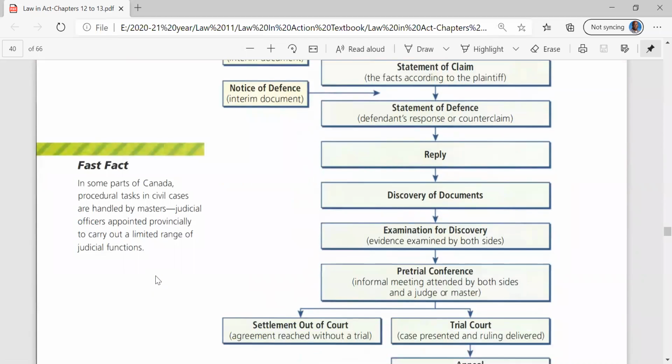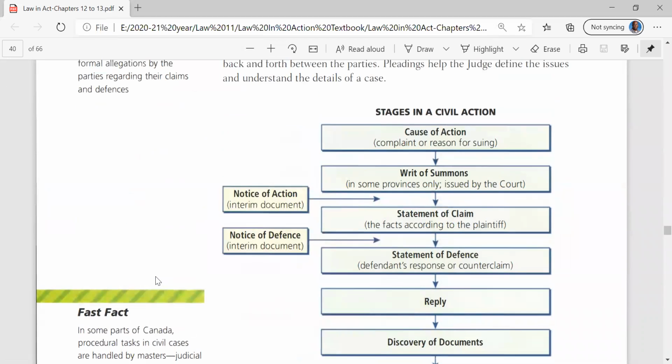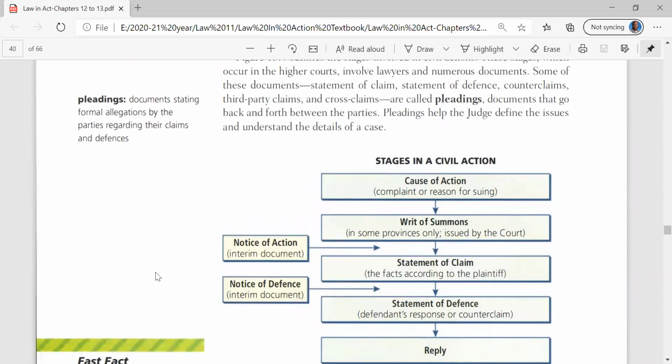So I'm just going to show you what it looks like and break down what happens. These are the stages of litigation, how it would happen in court. First is the cause of action, the complaint or reason for suing, which means I file a complaint. Then there's a writ of summons in some provinces, issued by the court. I have a cause for civil action: I made a shed, Thomas's shed broke. I file a writ of action, which is a notice of action, meaning I'm saying I'm suing somebody.